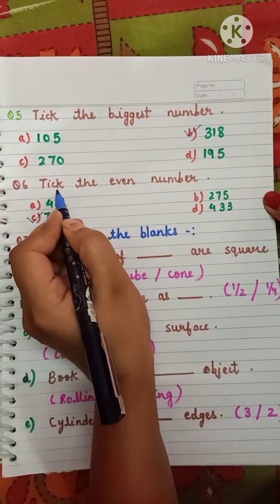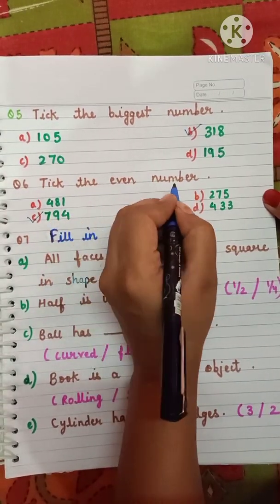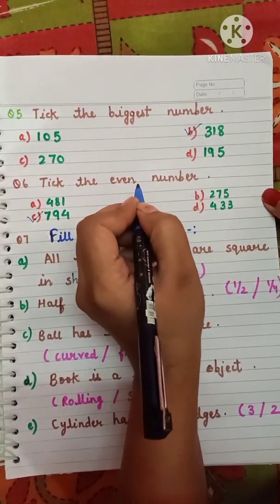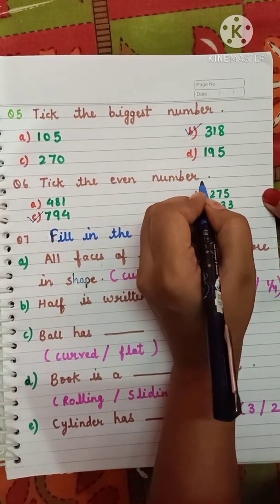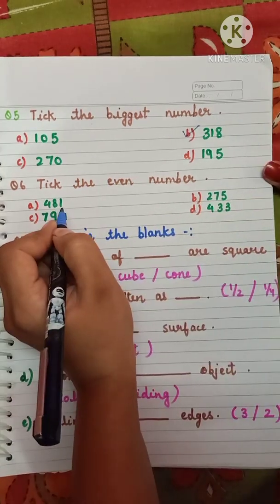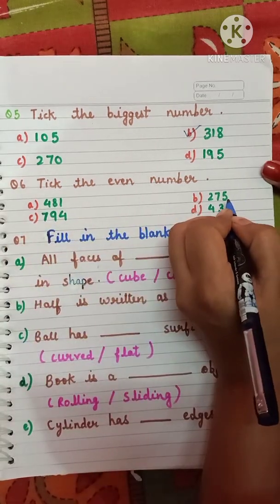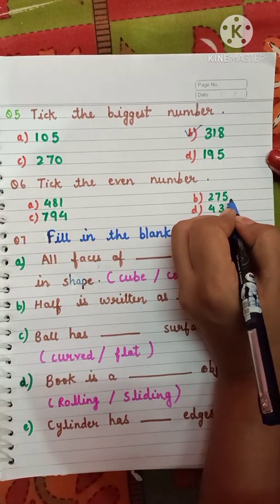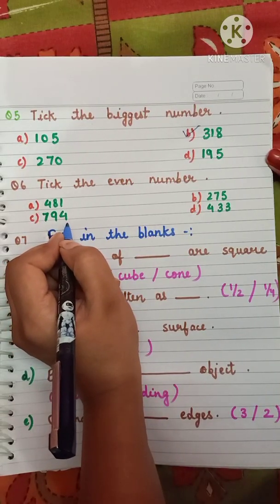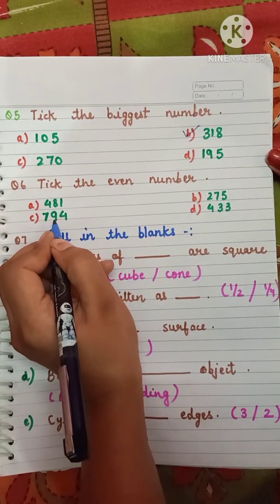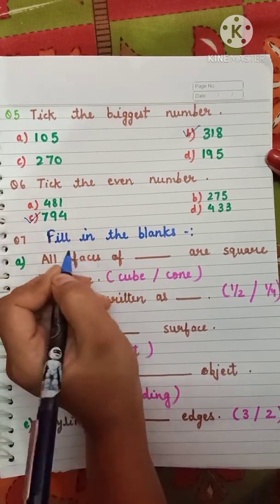Question number 6. Take the even number. We have already learned about even numbers and we know that all even numbers have 2, 4, 6, 8 and 0 in the ones place. So here is 1 in the ones place, so this is not an even number. Here is 5 in the ones place, so this is also not an even number. Here is 4 in the ones place. So that means 794 is the even number. So C option is correct.